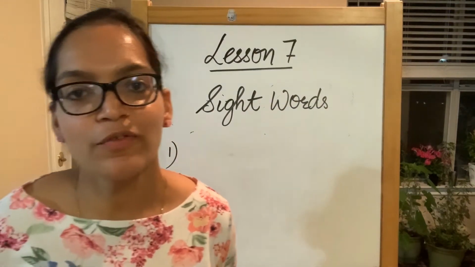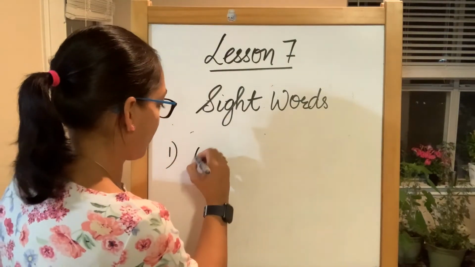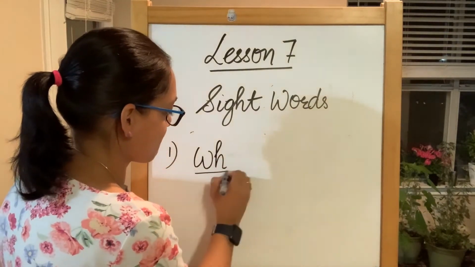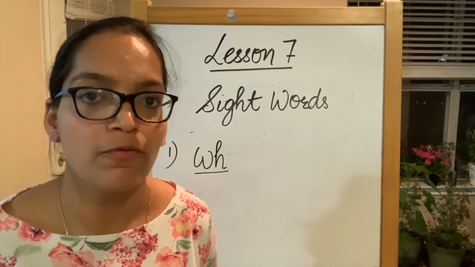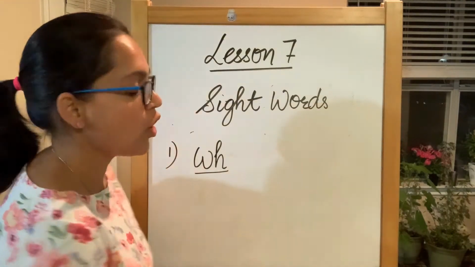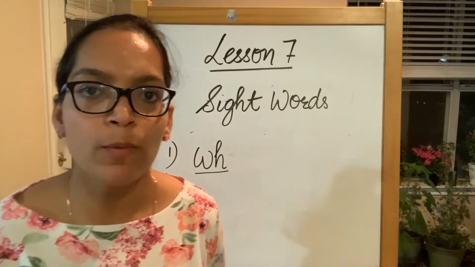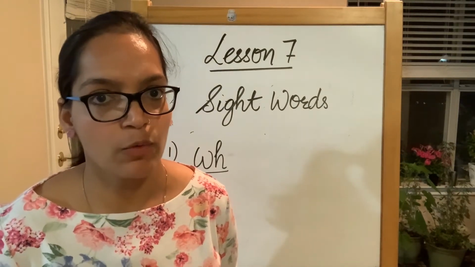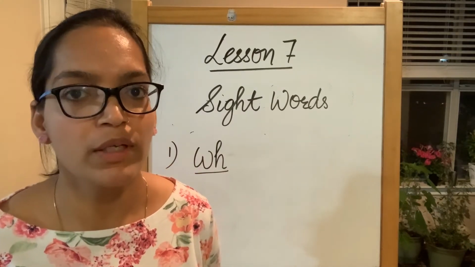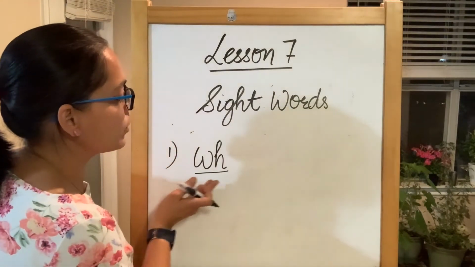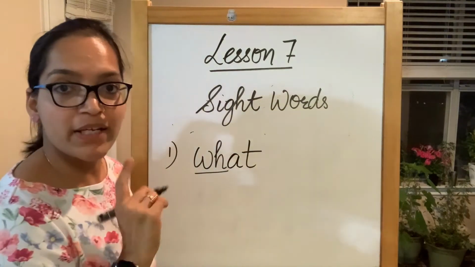Sight words. The sight words that we have today start with WH. Now WH makes two sounds, either the W sound, or sometimes only the H sound. So we'll know where WH produces the sound of W and where it produces the sound of H. Today we are going to cover only the W sound. So W-H-A-T. There won't be any sound of H.